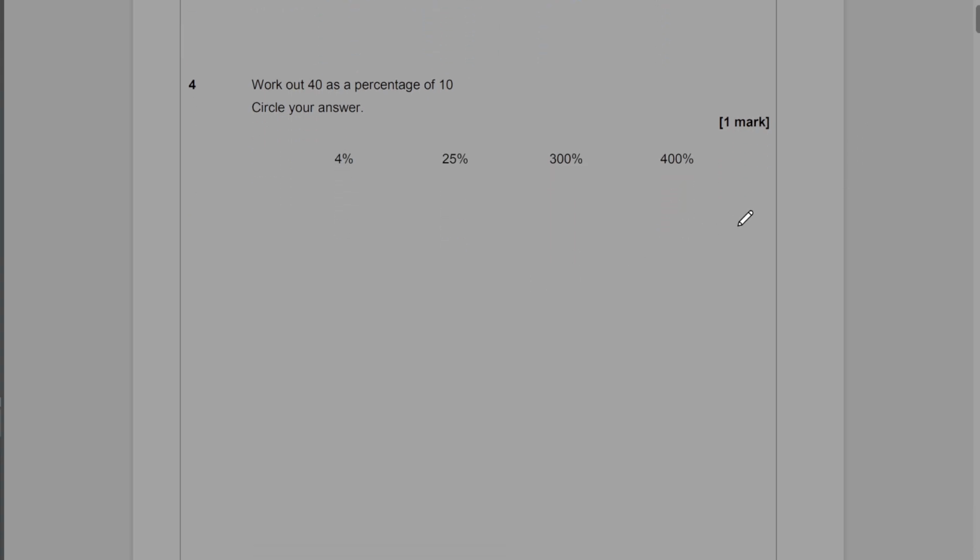Right, question 2. Work out 40 as a percentage of 10. So if I was doing this on a calculator, I would do 40 divided by 10 and then times by 100. So I'm looking at 400% there.